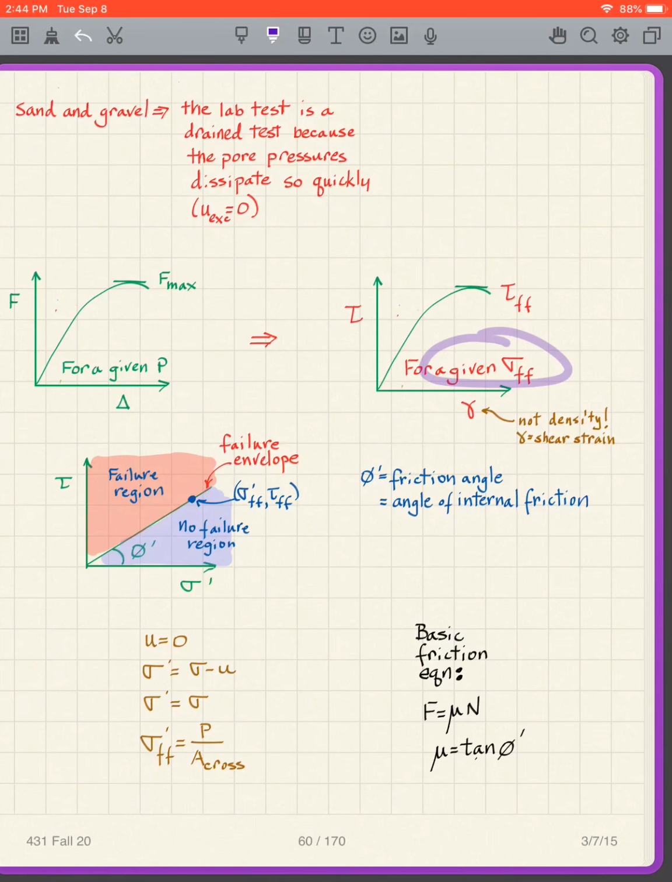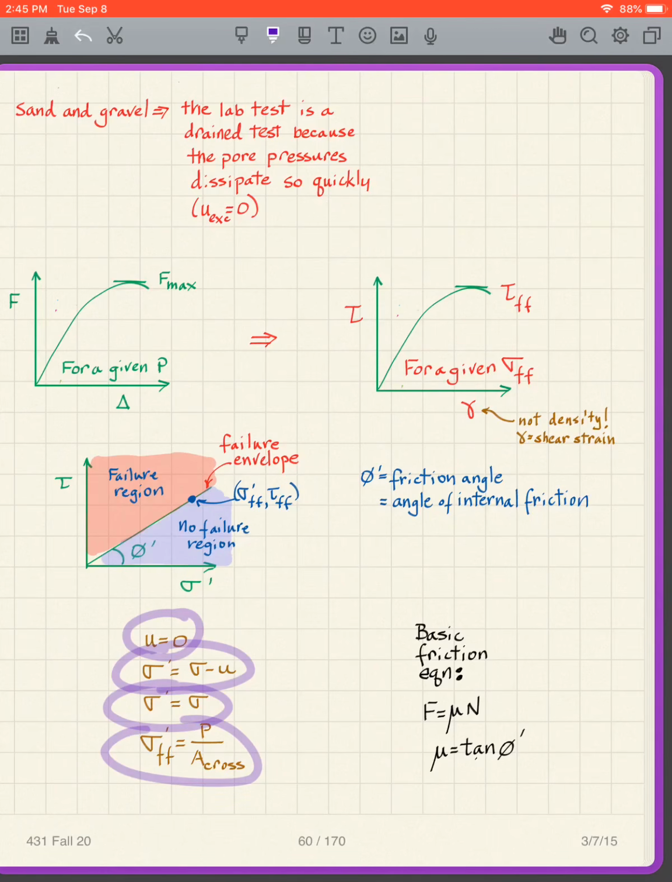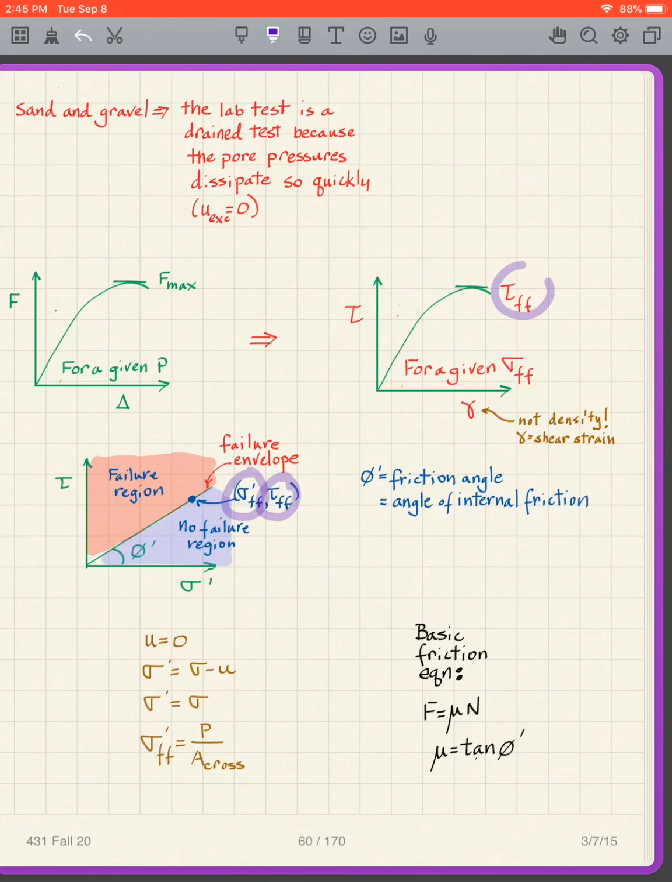We simply take our sigma FF, and what we see is U equals 0, sigma prime equals sigma minus U, so sigma prime equals sigma, and therefore sigma prime is simply P over the cross-sectional area. So we take sigma prime, which is still sigma in this particular case, and tau FF, and we plot that value onto our plot, one point there. Then we draw a line from the origin through that point, and that gives us our failure envelope.